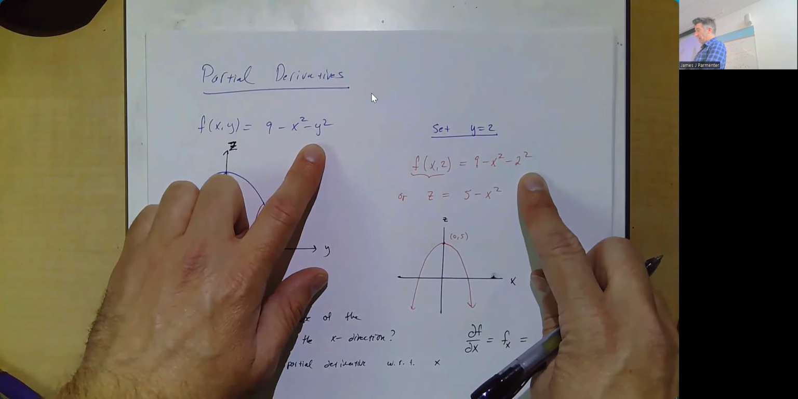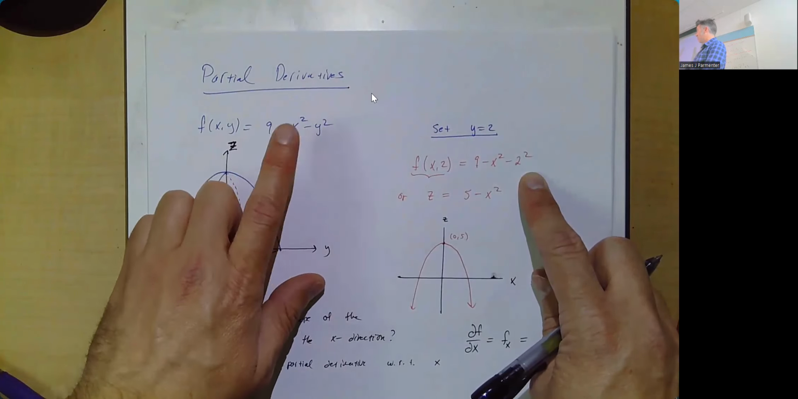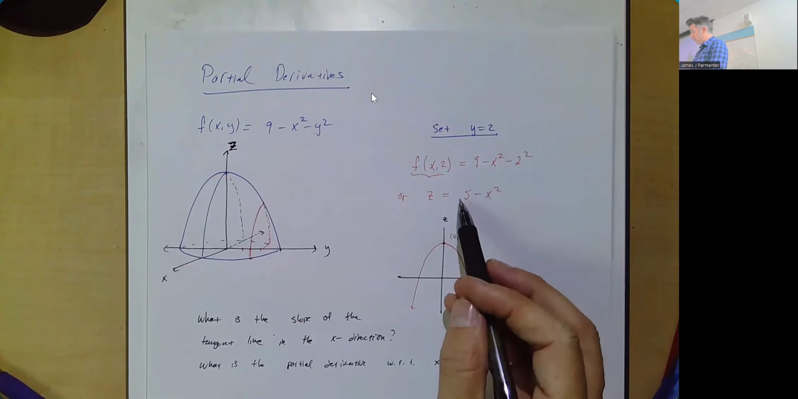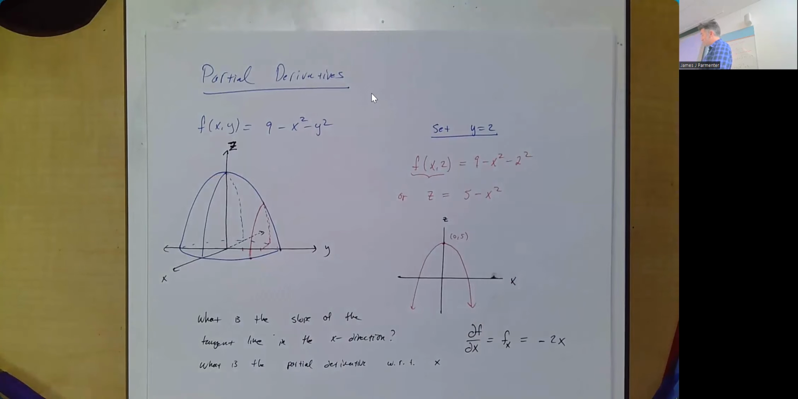The derivative of 9 is 0, the derivative of a constant is 0, the derivative of negative x squared is negative 2x. So then I could ask the question, what's the slope at the point 1, 2? That's just going to equal negative 2x evaluated at x equal to 1 and y equal to 2, which is negative 2. Let me graph it for you.